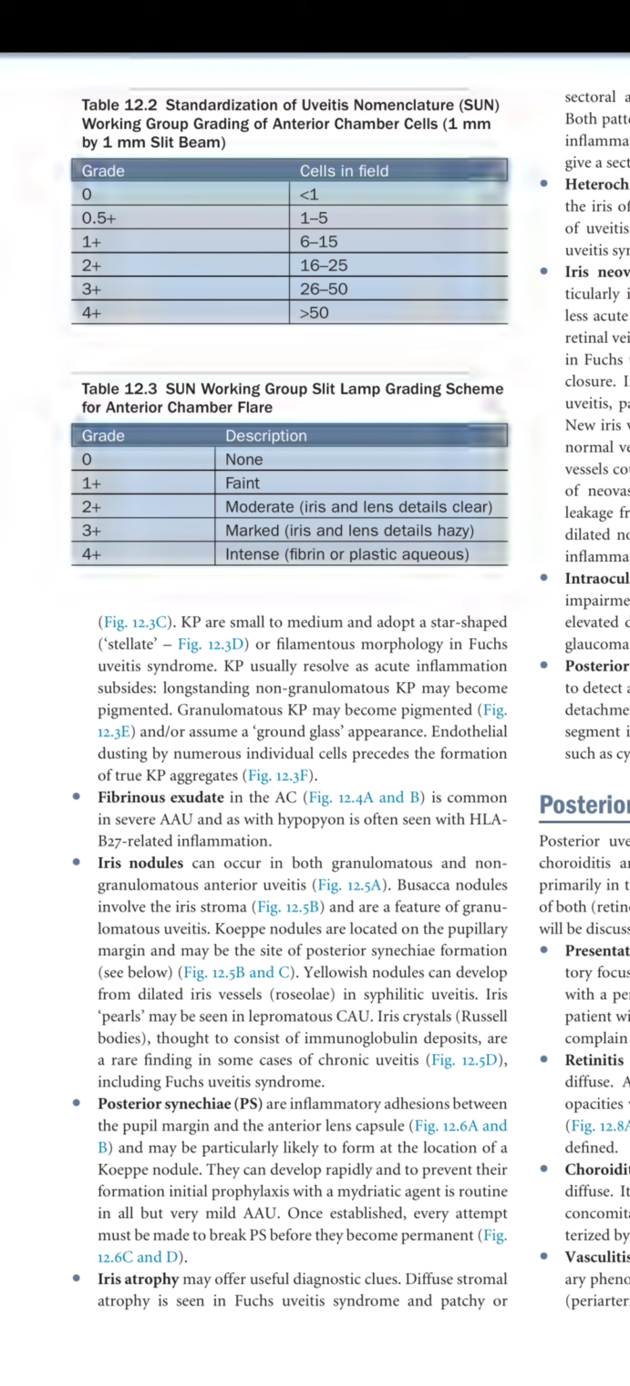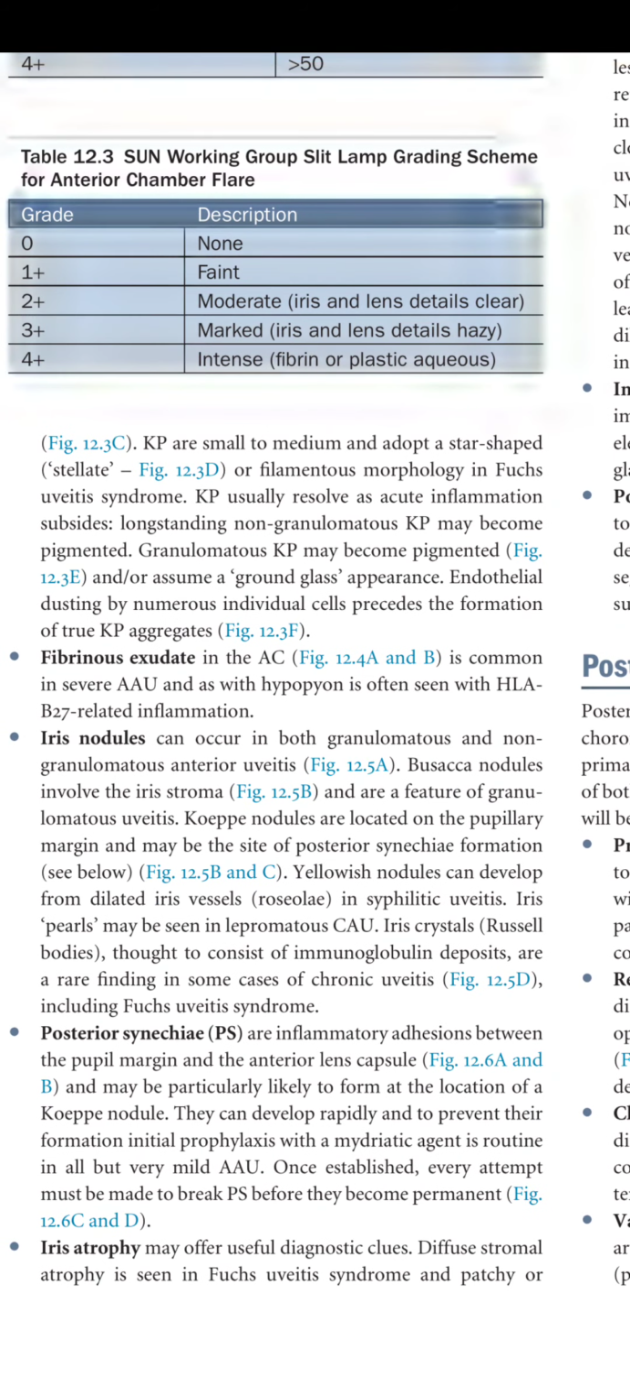Posterior synechiae are inflammatory adhesions between the pupillary margin and the anterior lens capsule and may be particularly likely to form at the location of the Koeppe nodules. They can develop rapidly, and to prevent their formation, initial prophylaxis with a mydriatic agent is routine in all but very mild acute anterior uveitis. Once established, every attempt must be made to break the posterior synechiae before they become permanent.